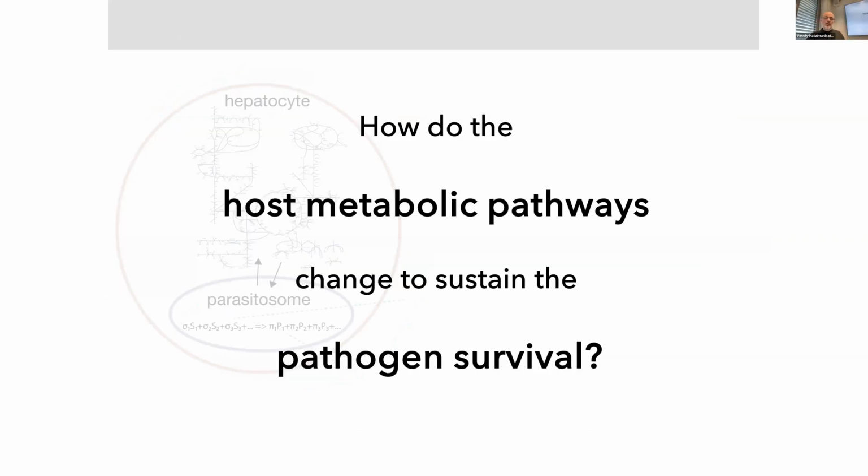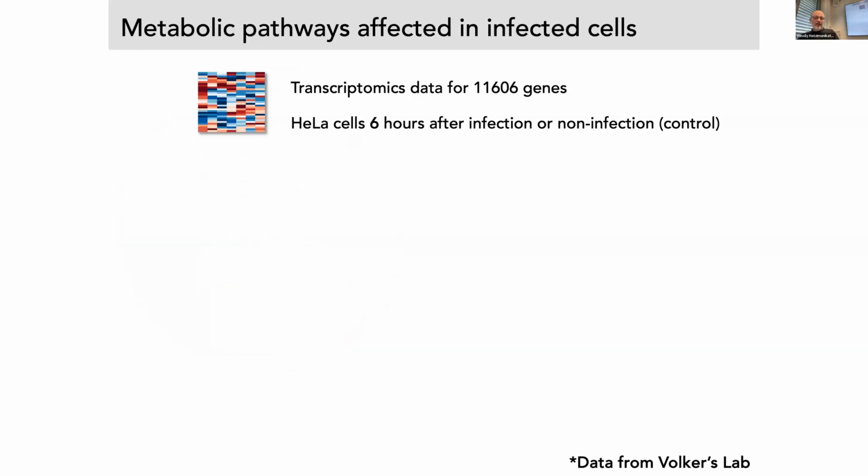Now, the question we would like to ask, and our collaborators would like to know, is how the host metabolic pathways change in order to sustain the pathogen's survival. Because what is observed is that once we have the infection, especially in the very first weeks, initially you don't even have any phenotype of disease, because the host cells somehow adapt in order to sustain this parasite's survival without themselves suffering.